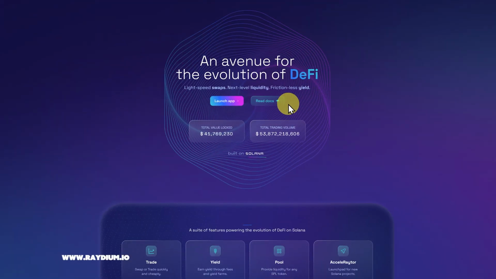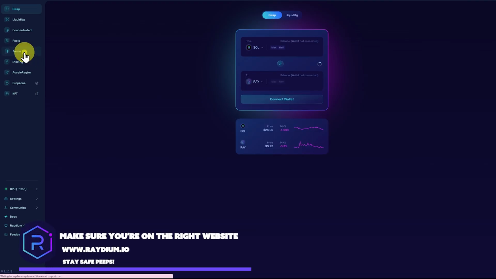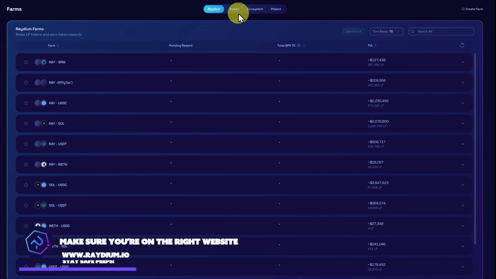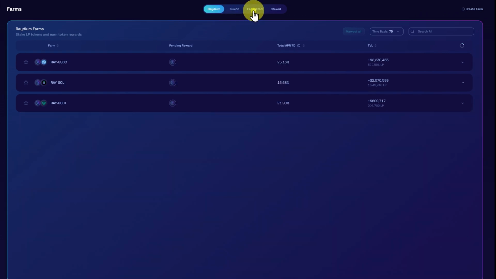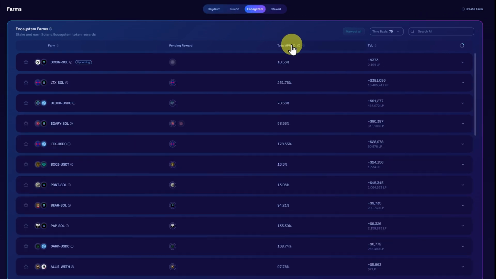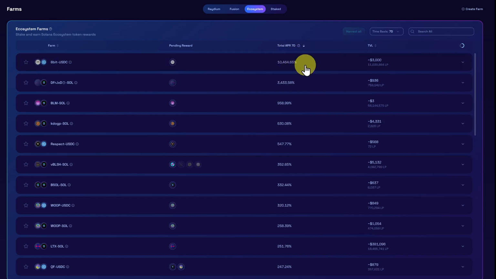This is Raydium's website. And if you go to farms, this is where you can see different farms under Raydium, Fusion, and Ecosystem. Maybe Raydium picks up again in the next bull run. If we have a look at the APR, we can see some of these have a very, very high APR. Whatever this token is, 8-bit and USDC, it's getting rewarded with this token, and yearly, it's earning over 10,000%.